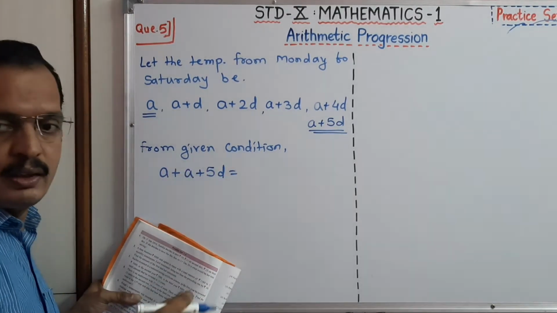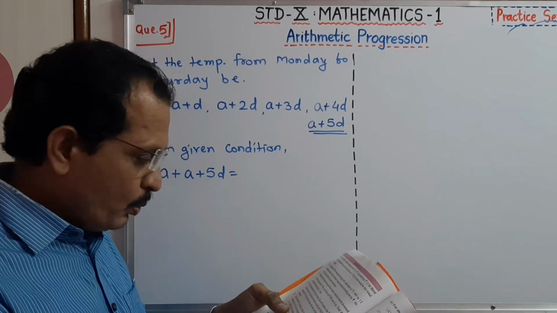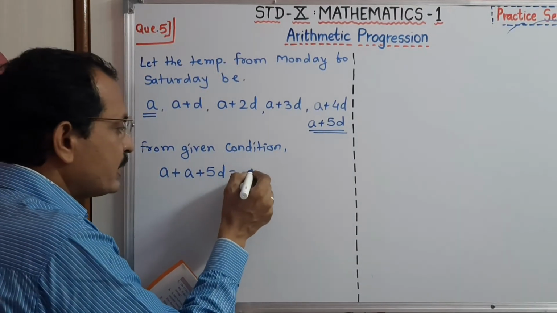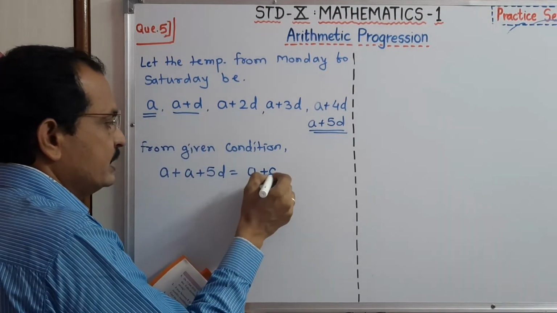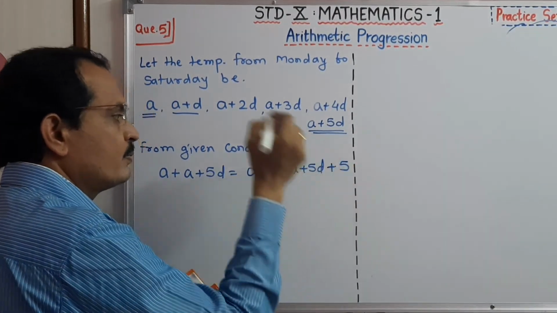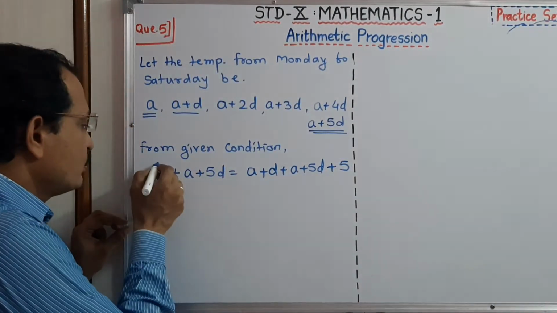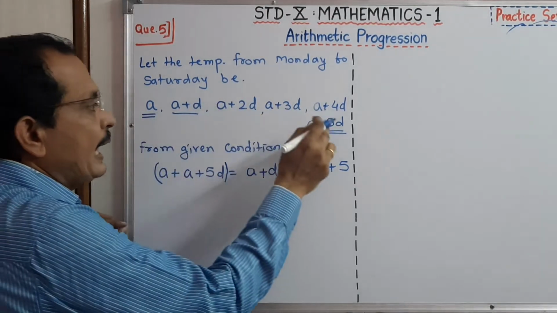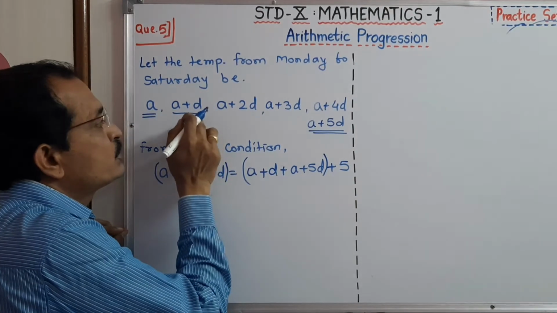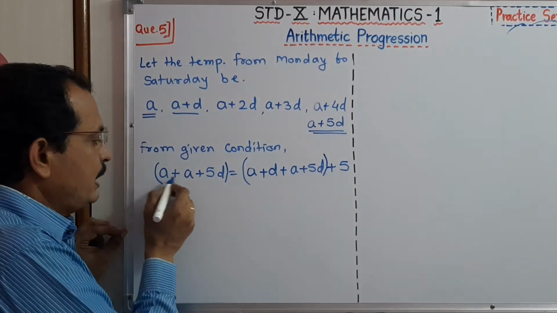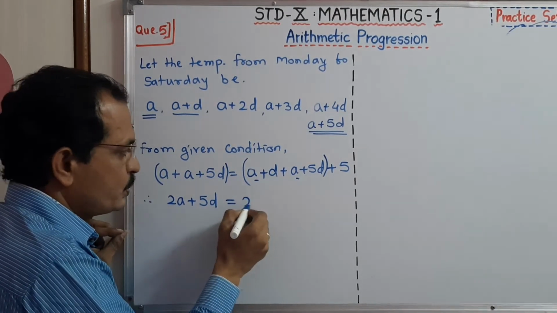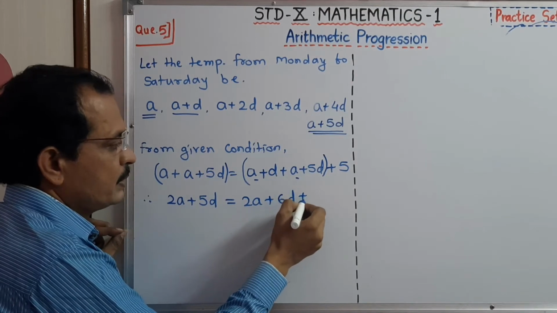Now how is this sum? It is 5 degrees more than the sum of the temperature of Tuesday and Saturday. That means if we make the sum of the temperature of Tuesday, it is A plus D, plus this A plus 5D, that is the temperature of Saturday, and it is more by 5, therefore it is plus 5. See again, the sum of temperature of Monday and Saturday is more by 5 than the sum of temperature of Tuesday and Saturday. Therefore A plus A, it is 2A plus 5D is equal to 2A plus 6D plus 5.